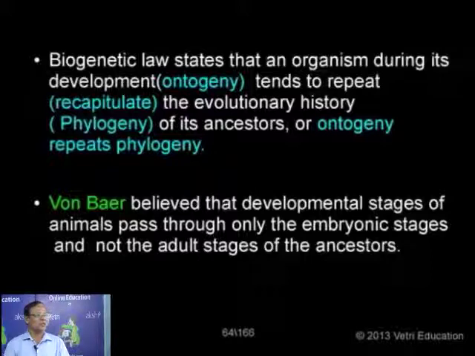So the concept has now been replaced: according to von Baer, it is not that ontogeny repeats phylogeny, it is that ontogeny repeats only ontogeny. Various stages during the development of an organism resemble or pass through only the embryonic stages of the ancestor and not the adult stage of the ancestor.